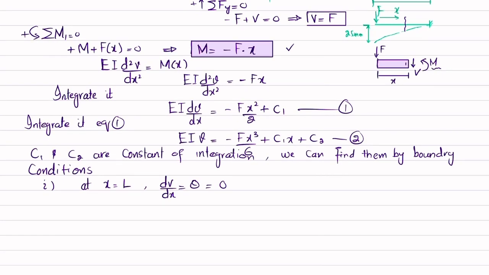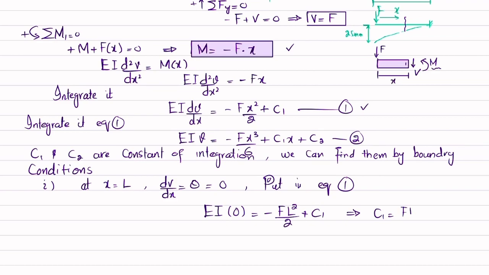So what we will do is that we will put in equation number 1. This is the equation of slope. So we will put EI dv over dx is equal to 0 and x is equal to L. So it will be minus FL square over 2 plus c1. So from here you will get c1 will be equal to FL square over 2. So this is the value of c1.